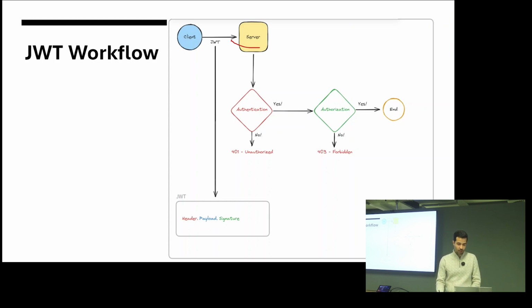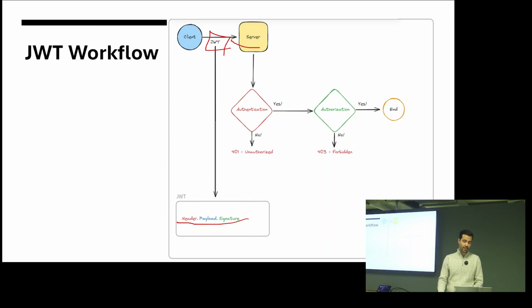So the client sends a request to the server. In the header of the request, we have JWT, and JWT, as we said, consists of these three bits. So our server processes the JWT token, to see if it is valid and authenticated.